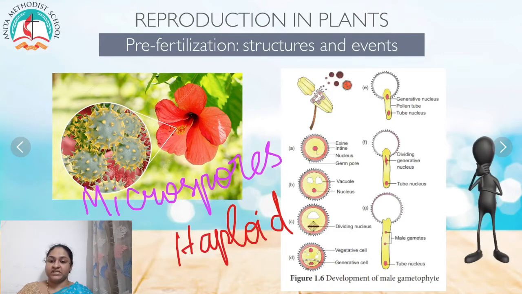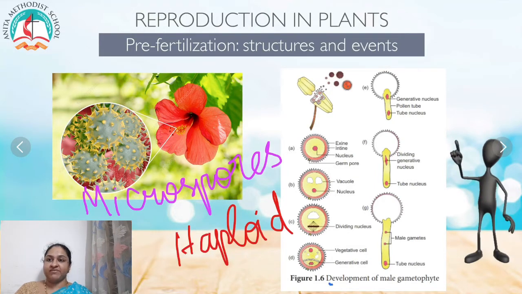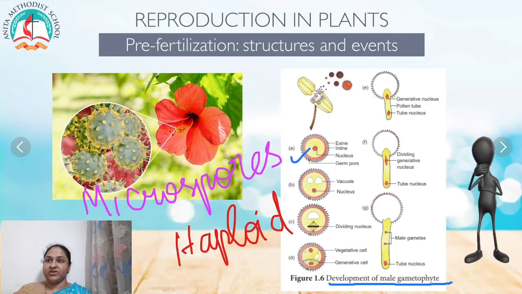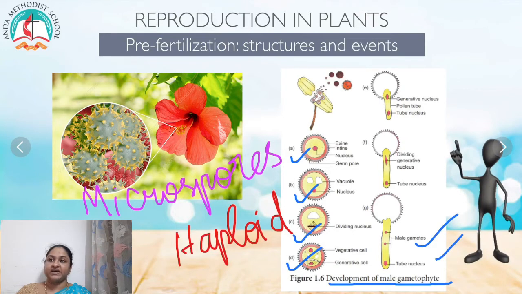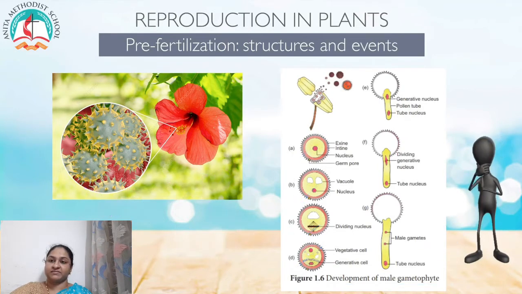So have a look at this picture and then we learn about the stages in the development of the male gametophyte. You start with exine, intine, nucleus and germ pore. Then you have the vacuole and the nucleus. Then the nucleus is divided and we have the vegetative cell and the generative cell. And then finally we have male gametes and tube nucleus.